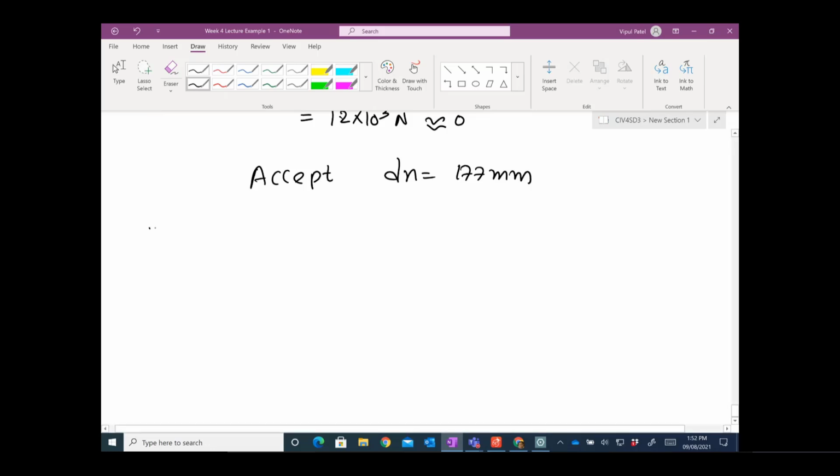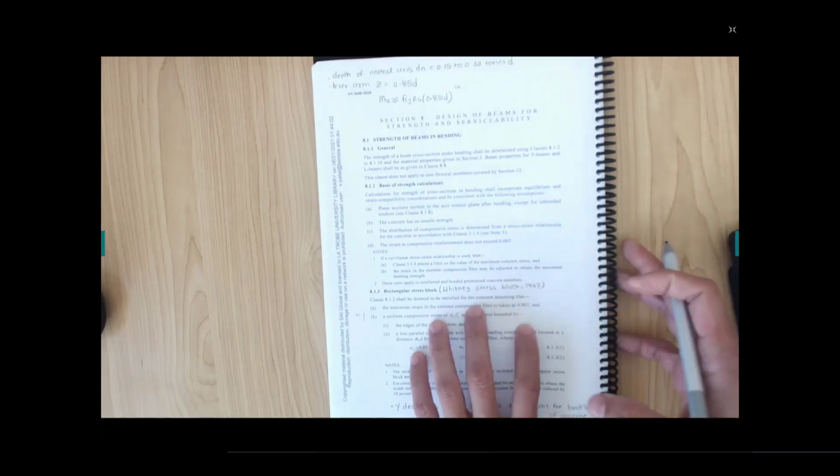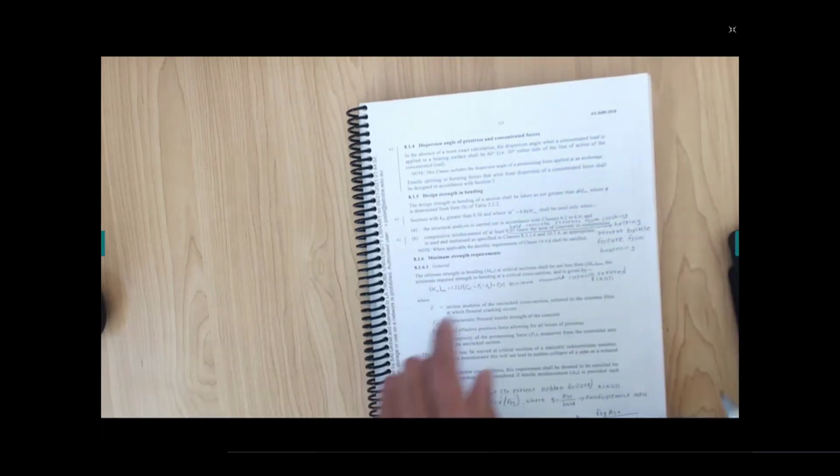Now what is the check? Let's check the ductility check. How are we going to make the ductility check? The ductility check would be ku less than 0.36. We always target ku equal to or less than 0.36. Where is it? So the ductility check is here.